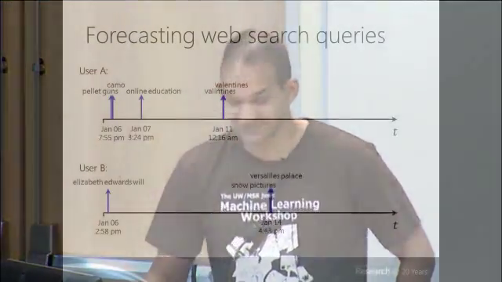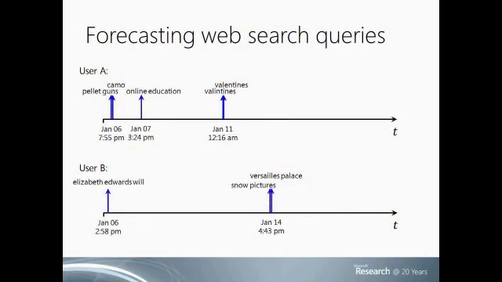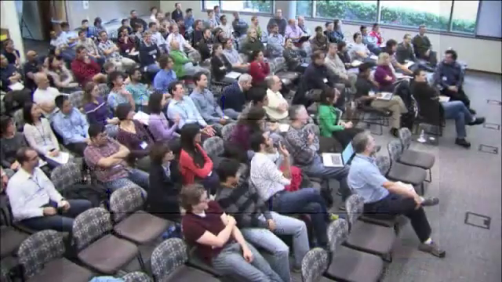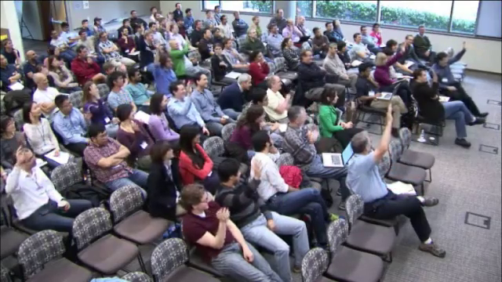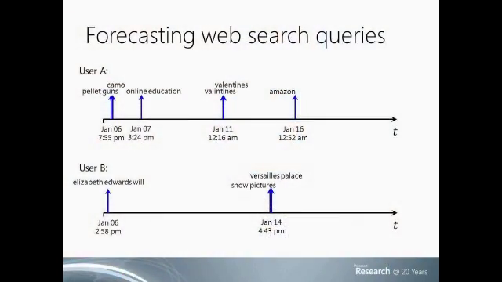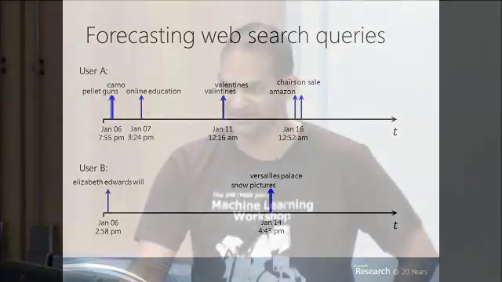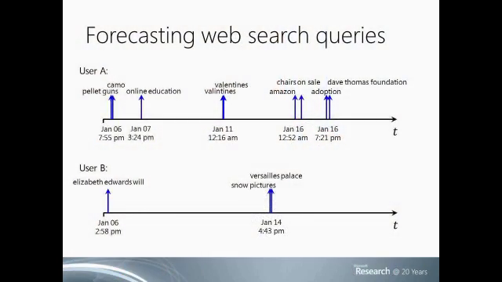Right? So how many people here think that we should show the ad to user A? Only one person has an opinion. Okay, 2. User B. You guys are maybe right, maybe wrong, but let's see what happens. The first user searches for Amazon, and then for chairs on sale, then adoption, and the Dave Thomas Foundation, which I had to look up. It actually works in adoption. And then user B, you guys were right. Exercise equipment and high blood pressure. Right? So what we'd want is models that can actually make these predictions. Maybe we can crowdsource it, right?